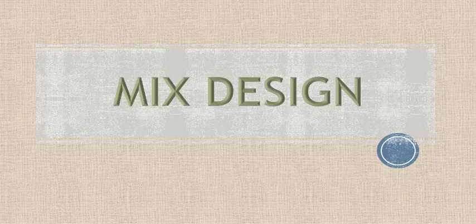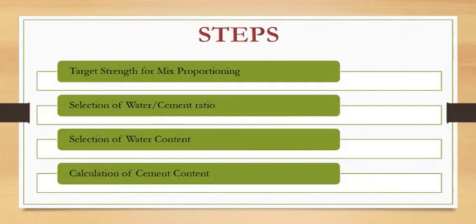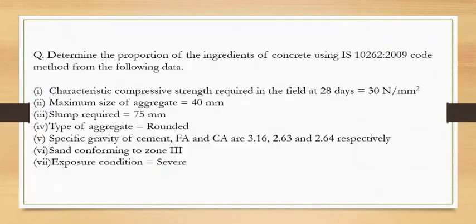Firstly, let us see what are the steps to solve a mixed design problem. So these are the steps: target strength for mixed proportioning, selection of water cement ratio, selection of water content, calculation of cement content, proportion of trial mixes, mix calculations, mix proportions, and finally the adjustments.